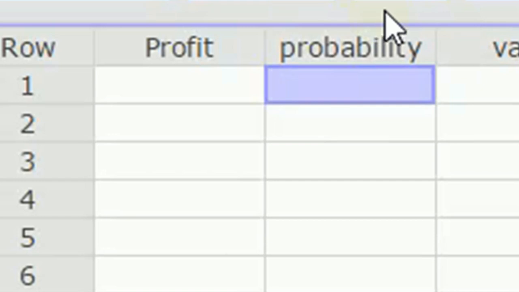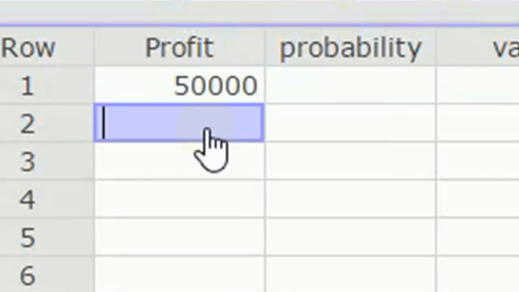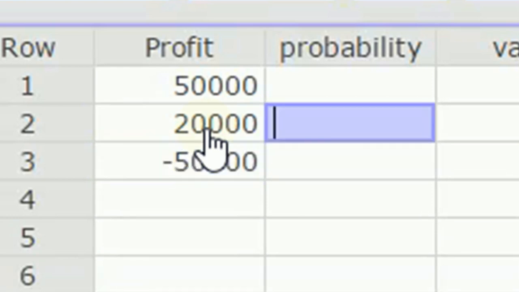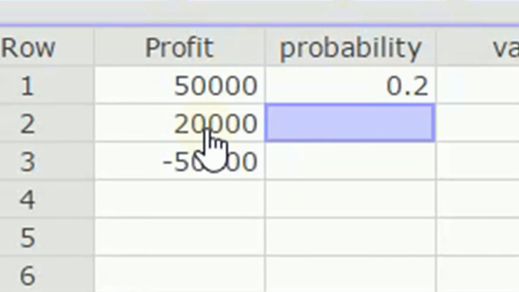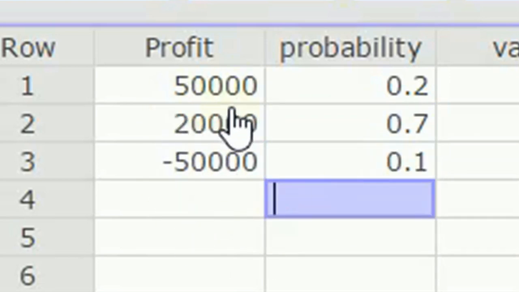So the different options are 50,000, 20,000, and -50,000. So we're told that there is a probability of 0.20 that there will be a strong economy, 0.70 of a weak economy, and 0.10. And those are the probabilities and the different profits.